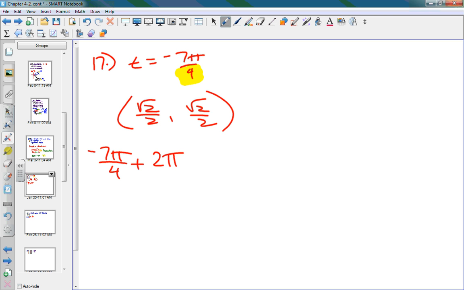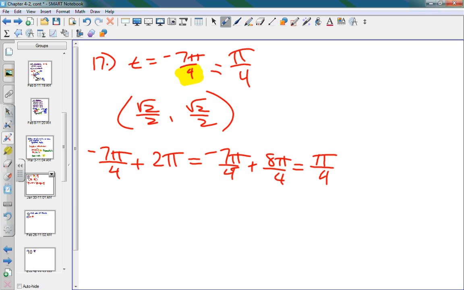Because I need to be able to get it on the unit circle. Right now, I don't know where negative 7 pi over 4 is at, do I? So 4 times 2 gives me 8, so negative 7 pi over 4 plus 8 pi over 4 is going to give me pi over 4. In other words, this angle is equivalent to pi over 4. Do we understand that?